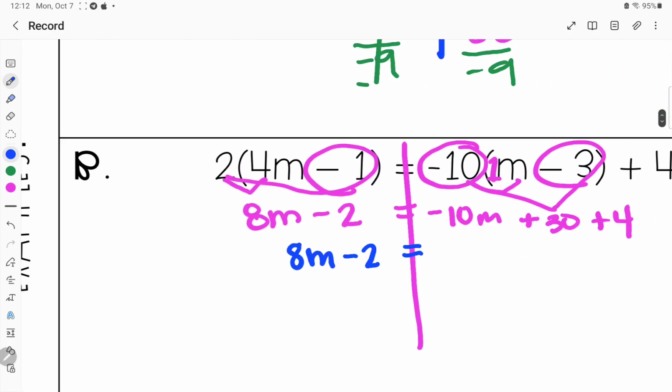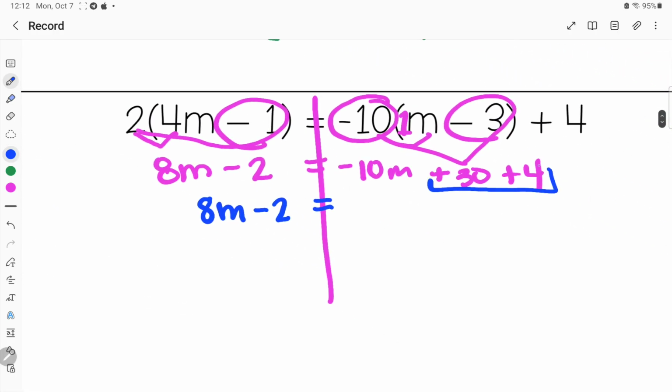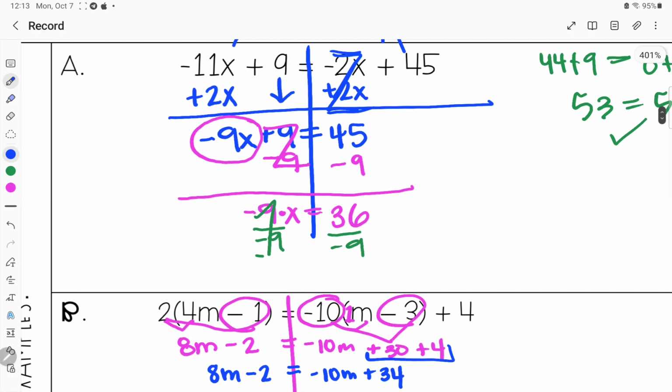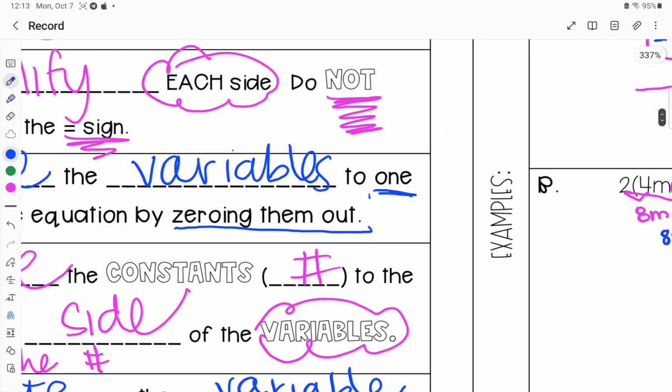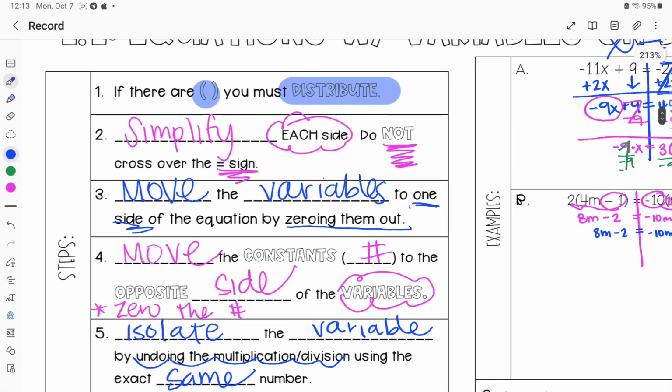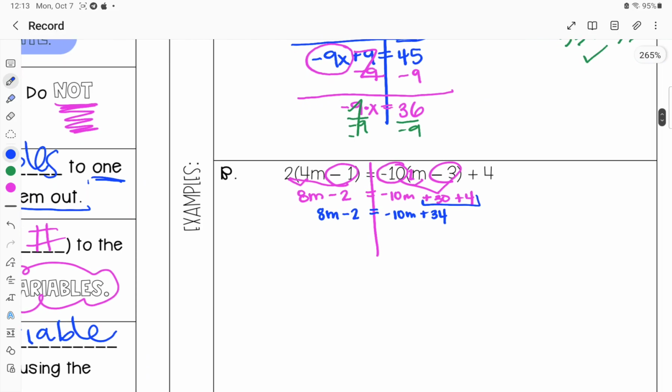On this side, however, you can see that instead of saying 30 plus 4, I could just say I have 34. So I would have negative 10m, and then combining my like terms or simplifying, I would have plus 34. So now this looks very similar to the one we just did up here. So now our goal, letter B, and step 2 says move the variables to one side by zeroing them out.